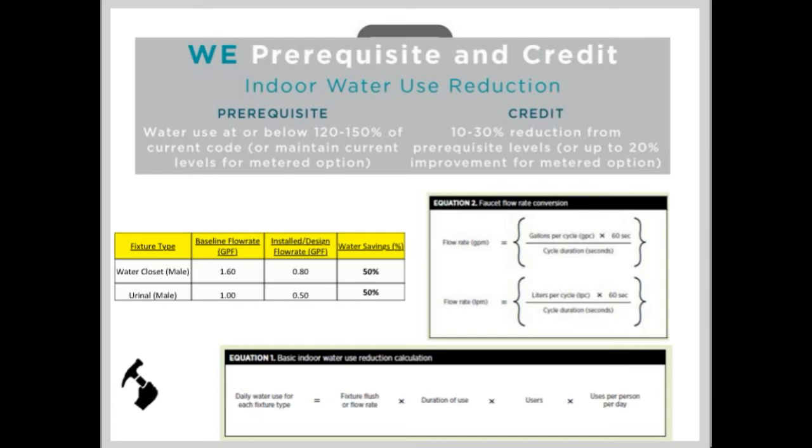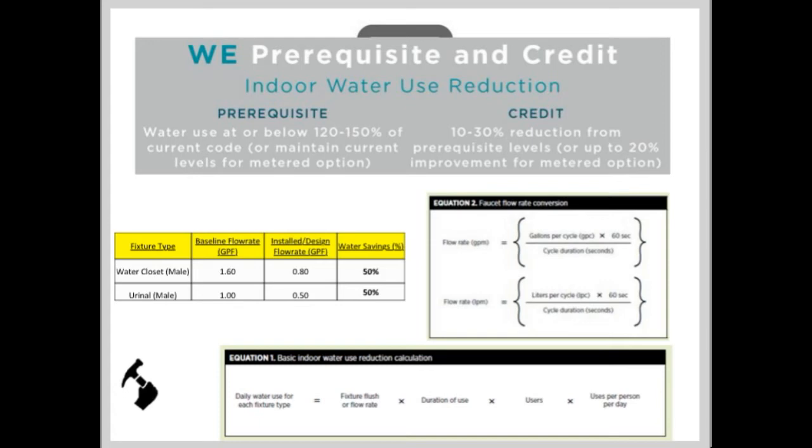Daily water use for each fixture type equals fixture flush or flow rate times duration of use times number of users times uses per person per day. Occupants' estimated use is determined by counting full-time equivalent and transient occupants and applying appropriate fixture use rates to each. The calculator estimates the percentage reduction of potable water use compared with the baseline using this equation.